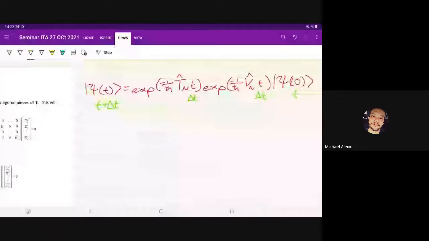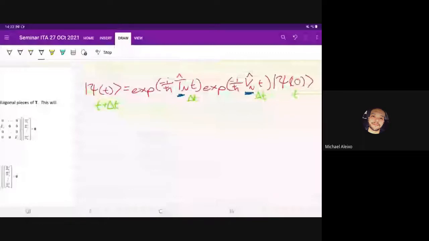Now, if we look at this equation, we're exponentiating operators, or we're exponentiating matrices, right? And that's always a pain. The best way to do that is when they are diagonal matrices, because then we just put the exponents on the diagonal. But let's take a look at these operators we have here.